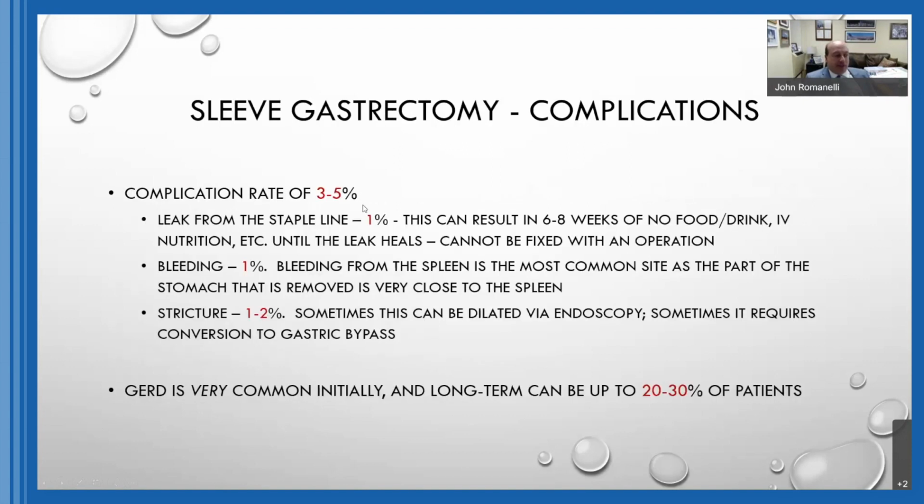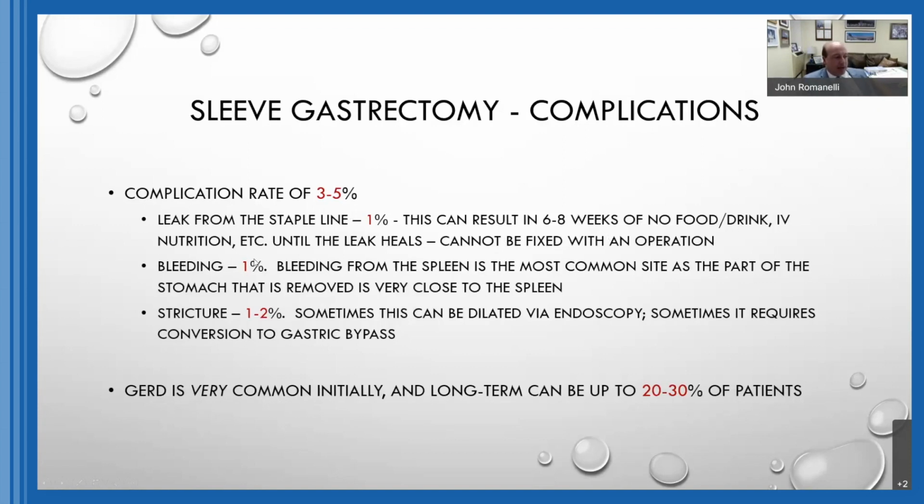Complication rate is pretty good for sleeve gastrectomy, about 3 to 5%. The three major things that happen are a leak from the staple line, where the staples that close off the new wall of the stomach fail to heal correctly. And that takes about 6 to 8 weeks to heal. And that means 6 to 8 weeks of no eating, no drinking, and getting all your nutrition through an IV. So fortunately, it's rare. It happens 1% of the time, but when it does, it's a big deal. You usually can't operate on it because the tissue is too inflamed to hold sutures. So the patients just tend to re-leak again.